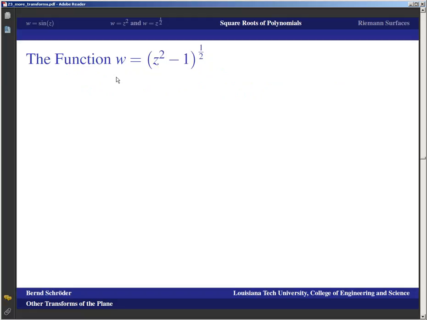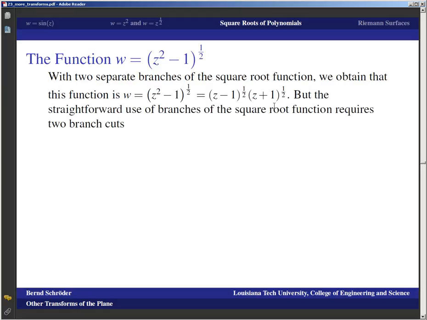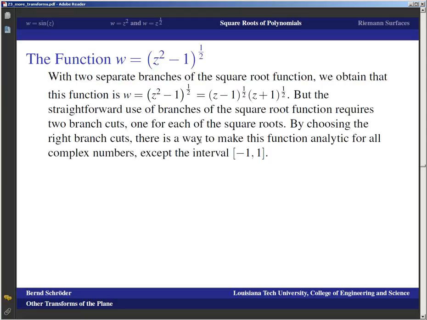And so now let's go ahead and analyze the function w equals (z squared minus 1) to the 1/2. If we're using separate branches of the square root function, we obtain that this function is (z minus 1) to the 1/2 times (z plus 1) to the 1/2. The straightforward use of the branches of the square root function requires two branch cuts, namely one for each of the square roots. And what I'm claiming is that by choosing the right branch cuts, we can make this function analytic for all complex numbers except the interval from -1 to 1.